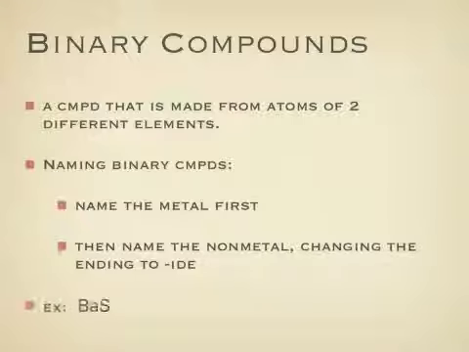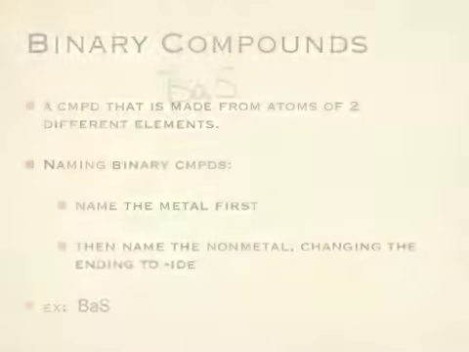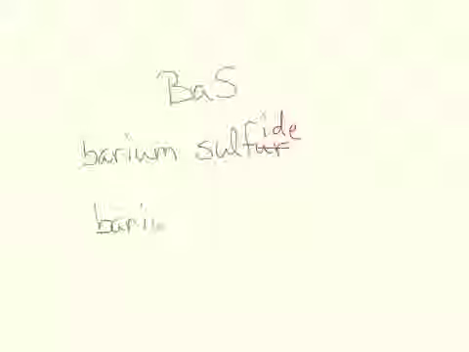Let's do one more example. Name the metal first, that's barium. Now name the nonmetal and change the ending to IDE. So this one would be called barium sulfide. And we're done.